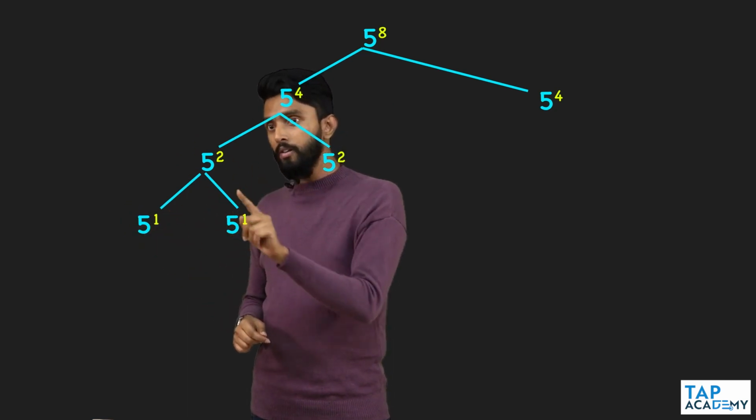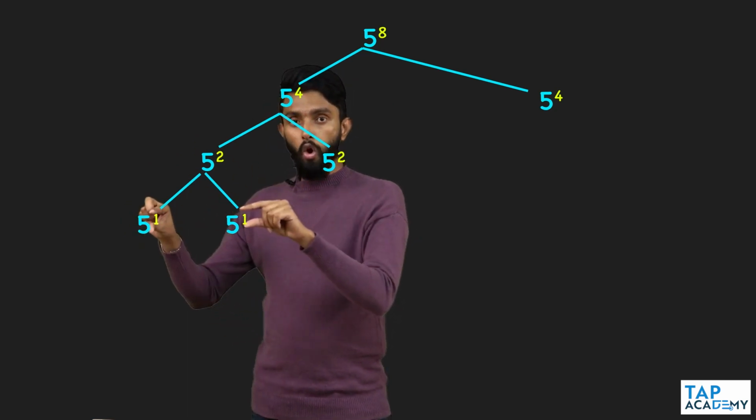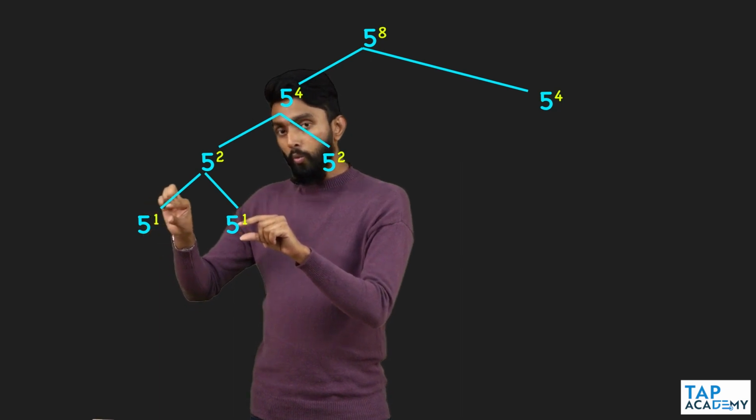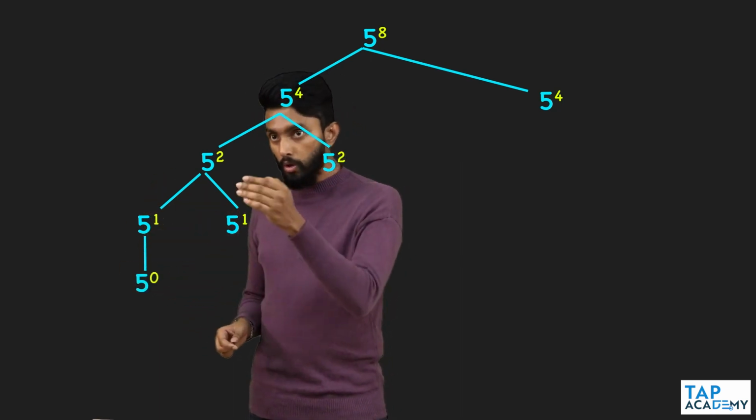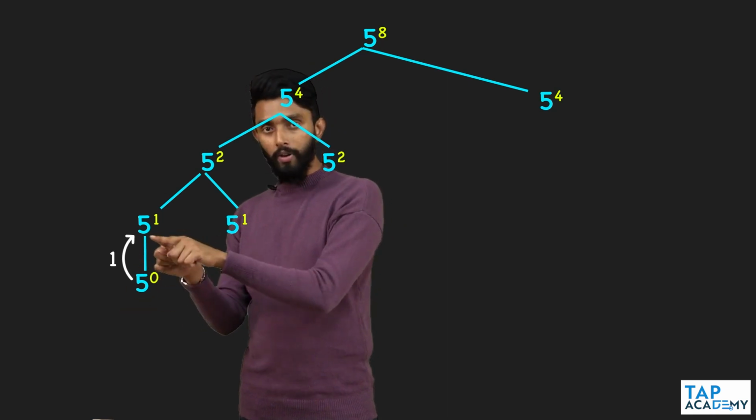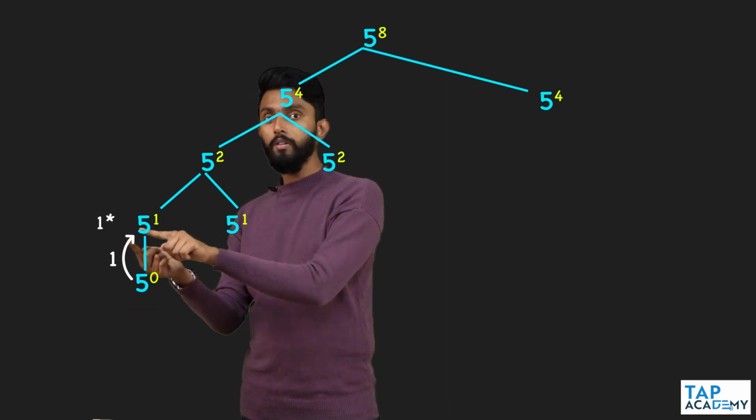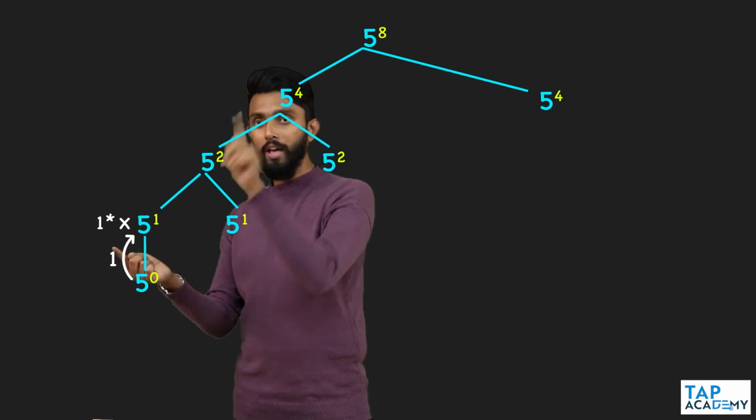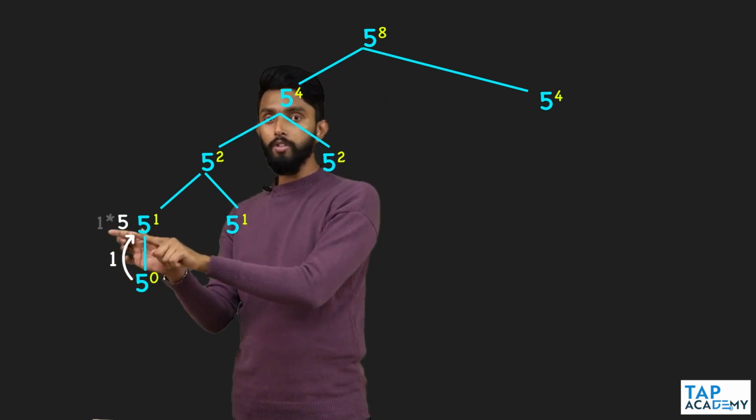5 to the power 1. Now this is odd. Because it is odd, I will do y minus 1, so I will get 5 to the power 0. 5 to the power 0 is my base, so I will return 1, right? Whatever I return, I will multiply with the number itself, which is x. So x here is 5, base is 5, so 1 into 5 is 5.